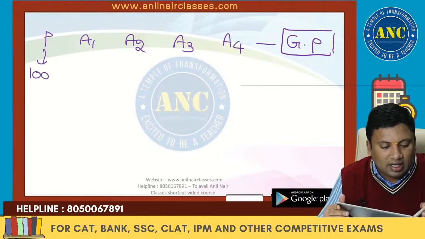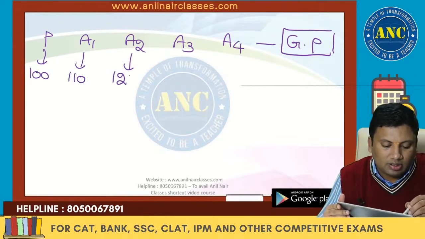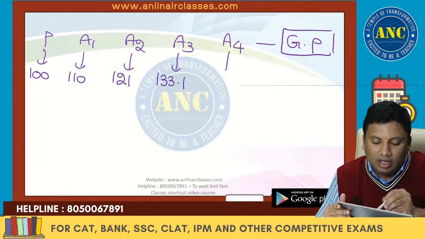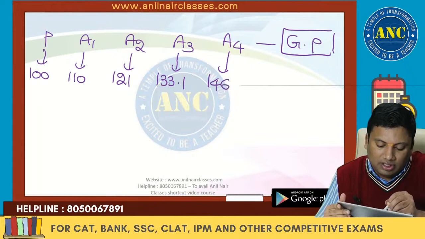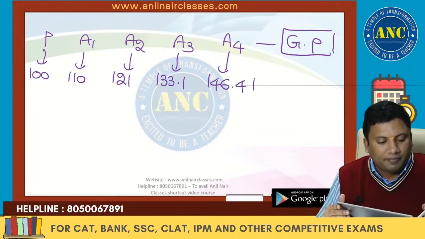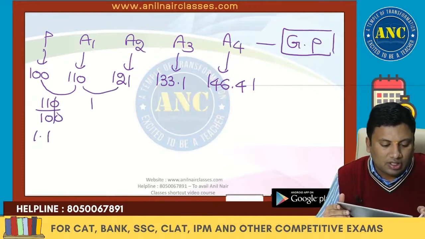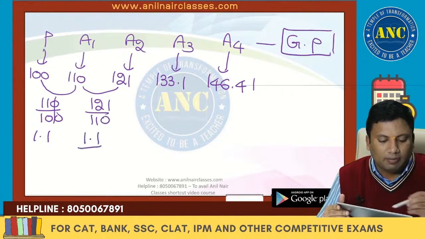Principal is 100. These are nothing but 110, 121, 133.1, 146.41. 110 by 100 is nothing but 1.1. Are you with me? 121 by 110 is again nothing but 1.1.